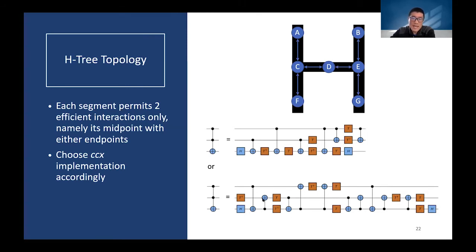So to translate that into implementing on an H-tree topology, if we put the target qubit at the middle point and the 2 controls at both of the endpoints, then we have efficient communication, and we don't need to bring in swaps to make qubit interactions happen.